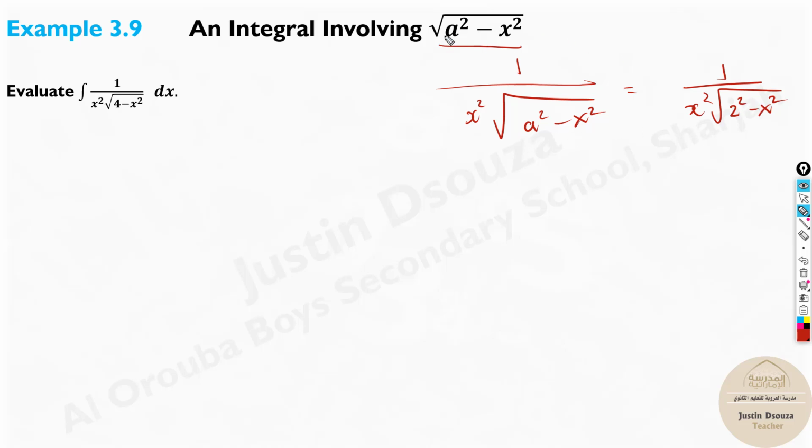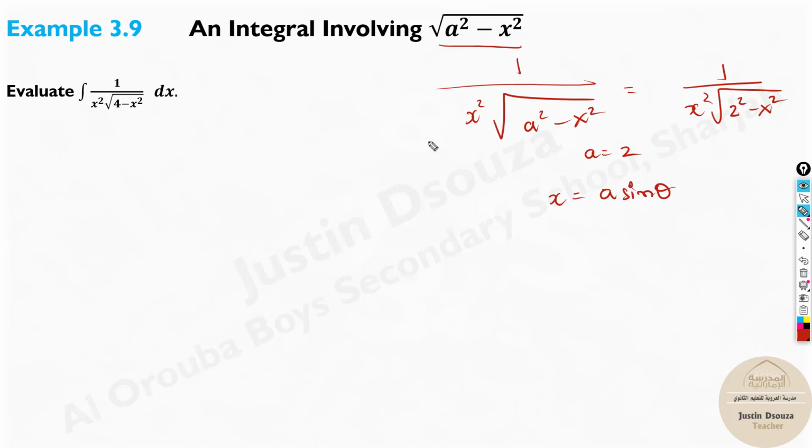Now, you know a value is what? 2. So how can we write x now? We have been told we have to use this particular substitution. We can't go with anything else. We have to take a sine theta. That is the formula over here.